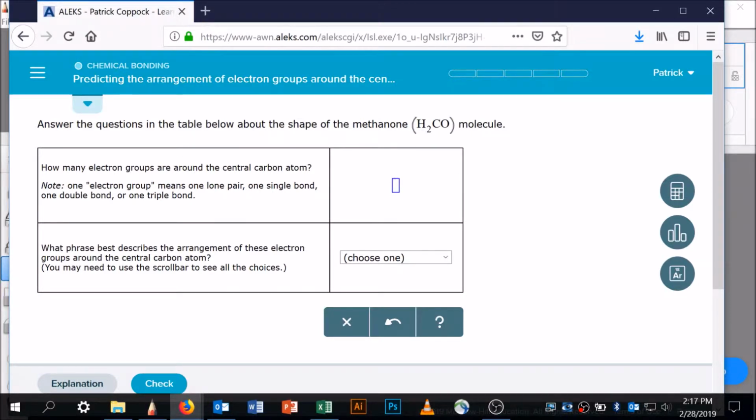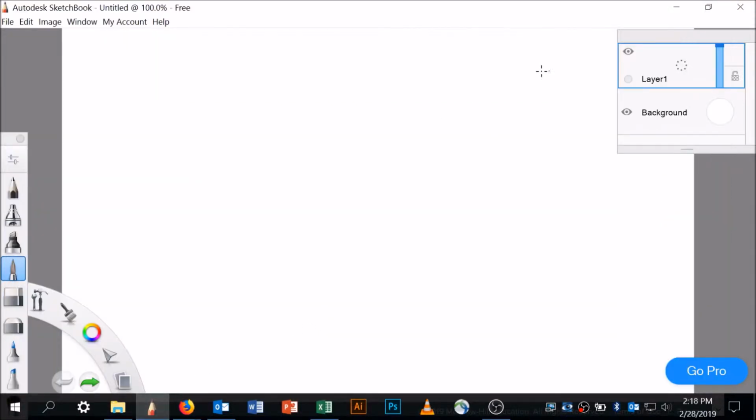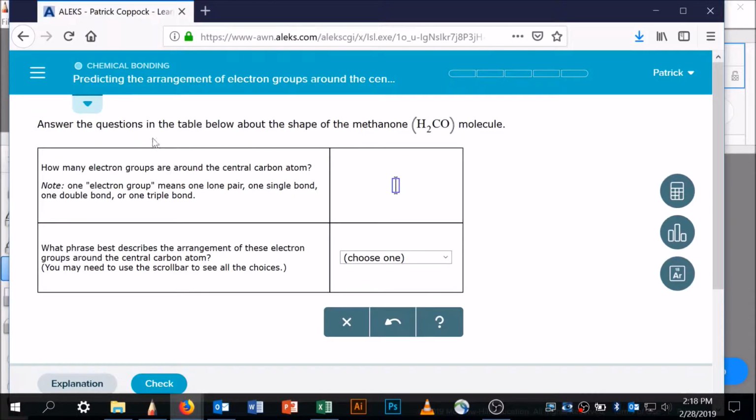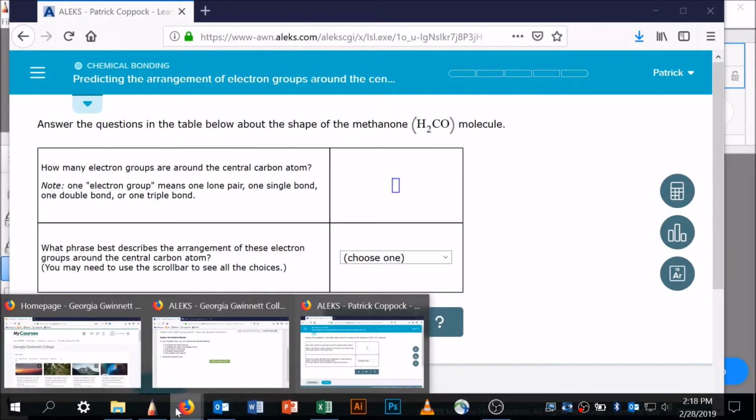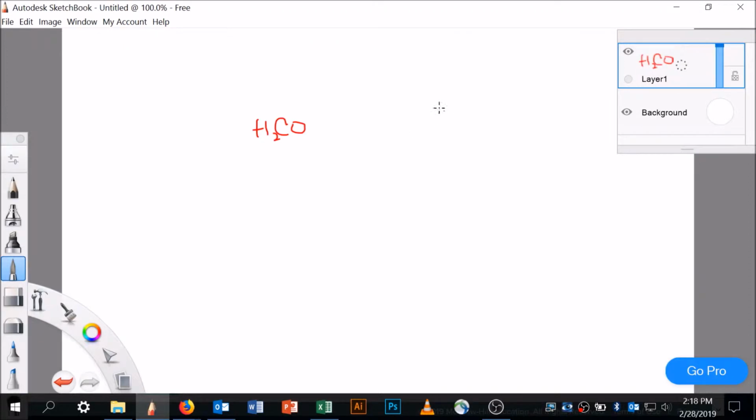We're given a molecule called methanone, which turns out to be the same molecule as formaldehyde. It's a different name for it. So let me come here and say CH2O. Okay, it's a little bit ugly, but can you see it? All right. So the first thing we're going to be asked is how many electron groups are around the central carbon atom. In order to do that, we need to write the Lewis dot structure.